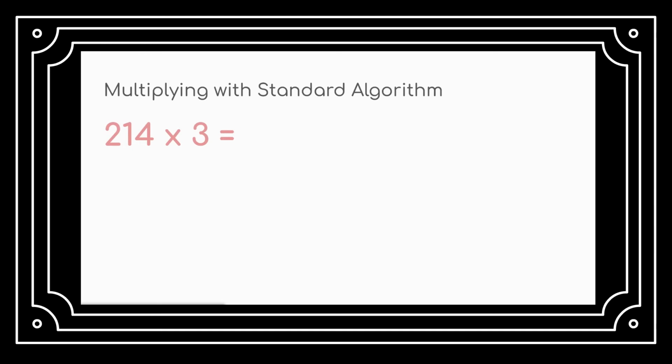Let's now multiply 214 times 3. When we multiply, we want to stack the numbers up with the larger number up on top. We're going to start by multiplying the number in the ones column on the bottom. In this case, we'll start multiplying by 3. We need to multiply the 3 by the number in the ones column up on top.